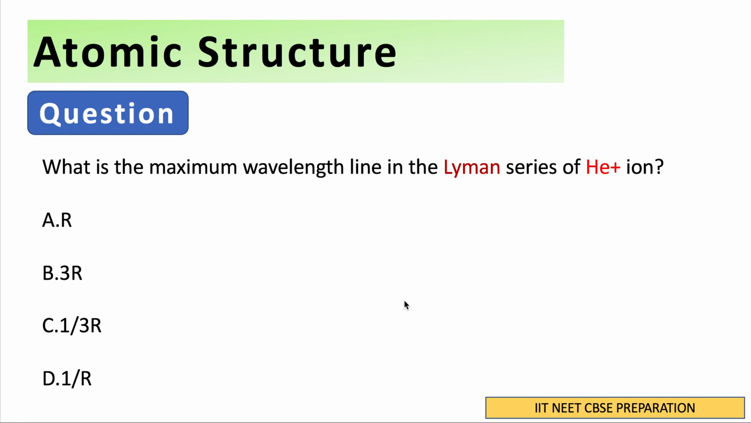So first of all, what is Lyman series? What happens in Lyman series? In Lyman series, the value of n1 is equal to 1. And n2 can be anything that's greater than or equal to 2, right?